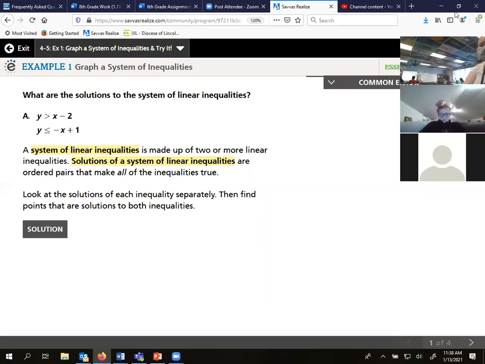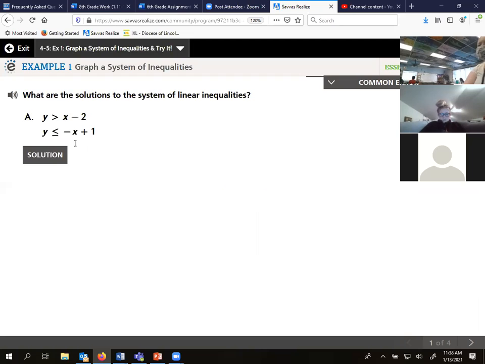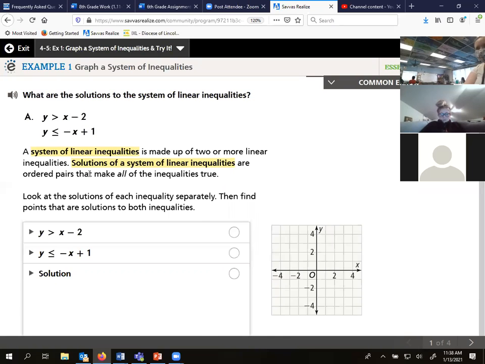Okay, so the solutions to a system of linear inequalities is made up of two or more linear inequalities. Solutions are ordered pairs that make all of the inequalities true. Okay, but again, because they're inequalities, there's going to be a bunch of different ordered pairs. So your answer is going to be a shaded region, not just one ordered pair. Okay, so we're going to look at each inequality separately.